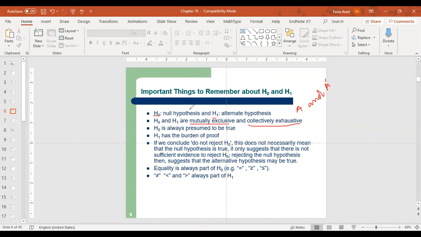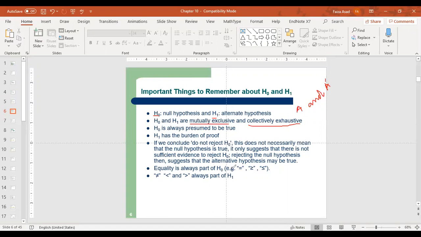Then if we conclude H0 and H1, if we say that we do not reject H0, this does not necessarily mean that the null hypothesis is true. Sometimes we don't have the complete information. So at that point, we do not reject H0. But if we reject H0, then it means that we are going to accept H1.